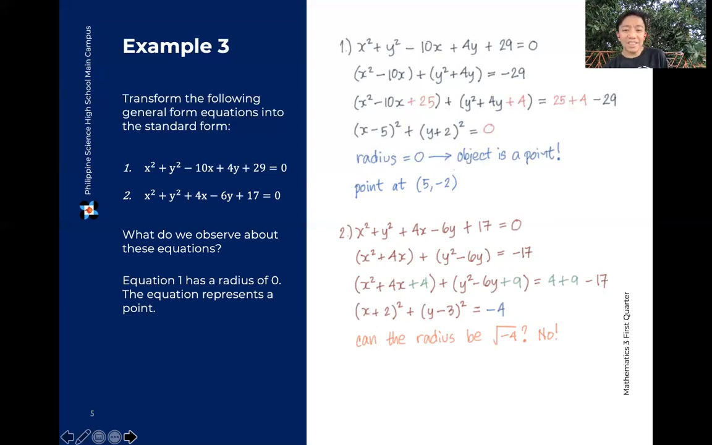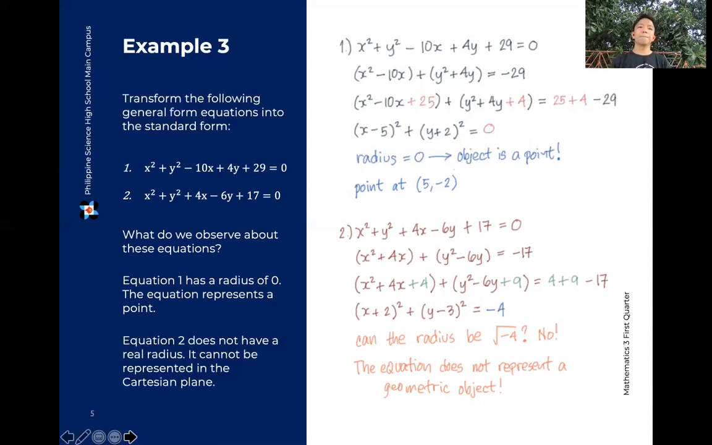So what's this? Is this still a point? Not even. Yung point walang measurement. Ito, I don't know. It's not even an object. So this equation, it's not a point. It's not a circle. It has the same form as a circle equation, but it does not represent any geometric object. So possible yun na may equation tayo na hindi na mukhang circle pero hindi siya circle, hindi siya point, hindi siya anything.